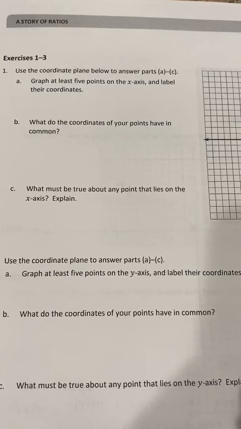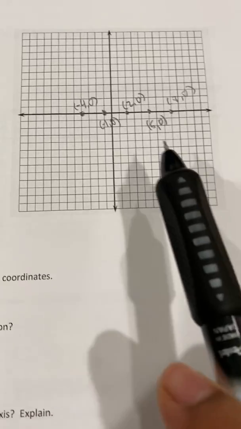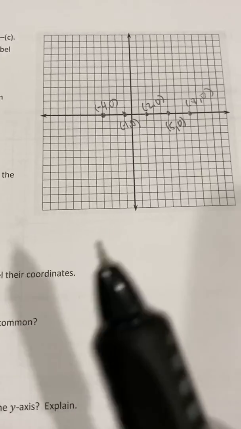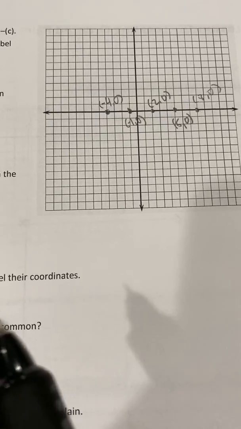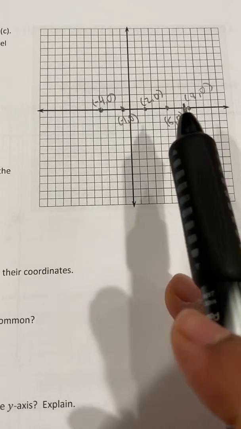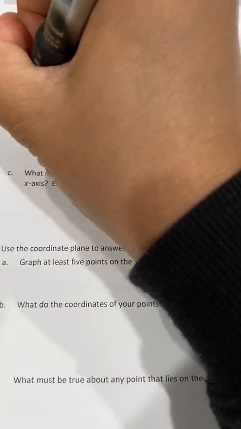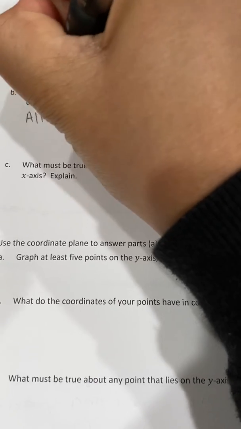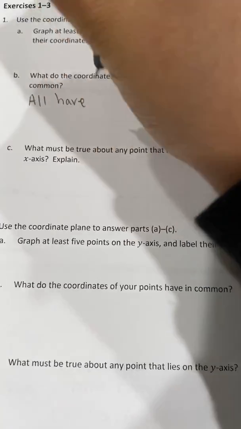All right. For B, it says, what do the coordinates of your points have in common? Well, the 0, right? All of them have a y coordinate of 0, okay? All have a y coordinate 0.